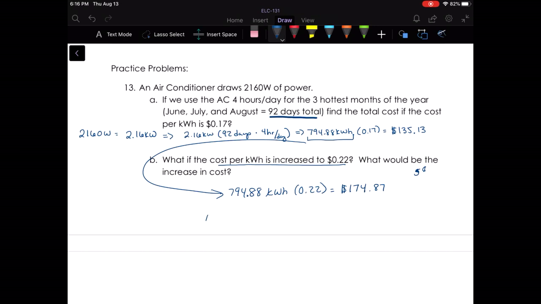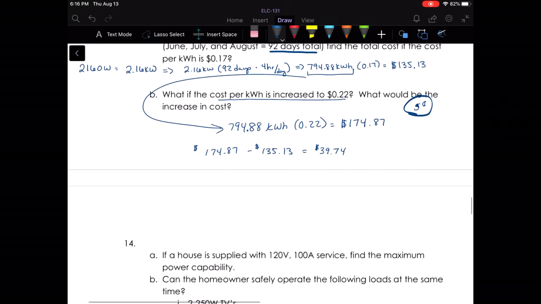But $174.87 minus $135.13 for the entire summer is a difference of about $40. So it does add up. So you want to make sure that you're paying attention to your energy bill. And when these price increases go up, even if it's just a couple of cents, it's going to make a difference in your bill overall.